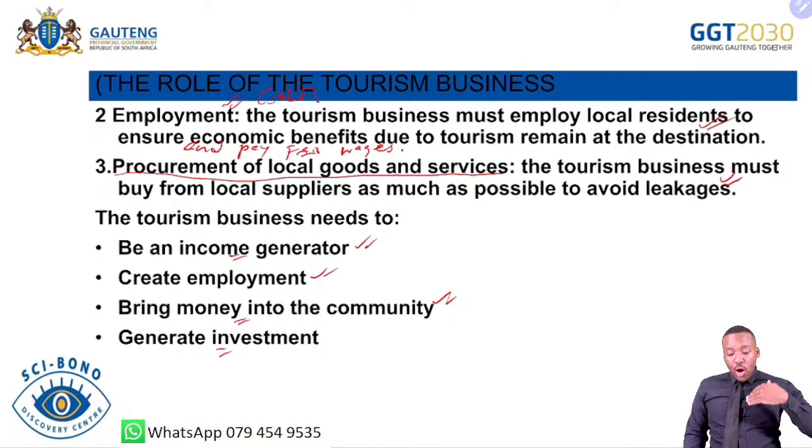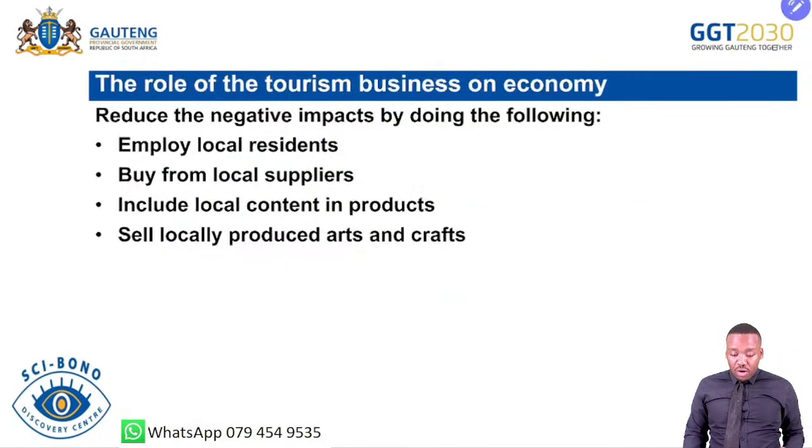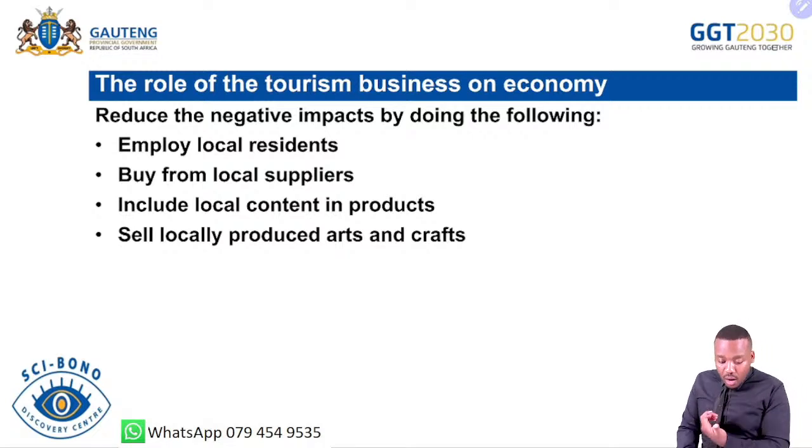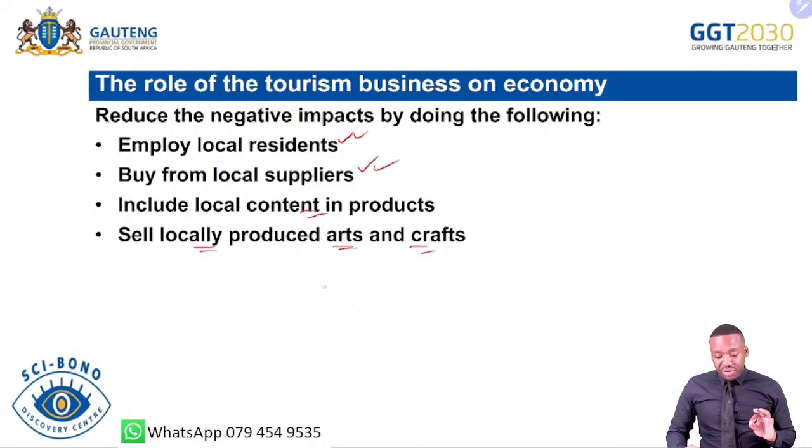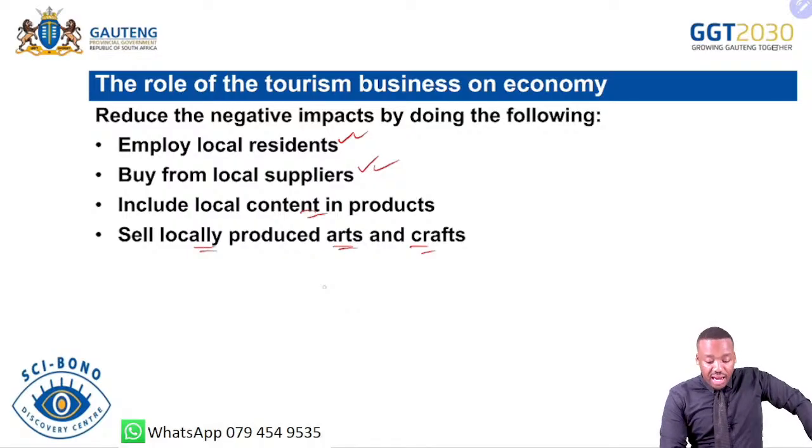Remember, I said you'll be given case studies so that you can analyze them and identify what? Those impacts of tourism. We can reduce the negative impacts by doing the following: by employing local residents, right? By buying from local suppliers, by including local content in our products, and above all, selling what? Locally produced arts and craft. Now I'm going to move to the last pillar before I move to the activities.